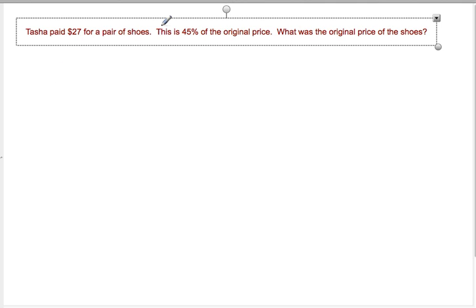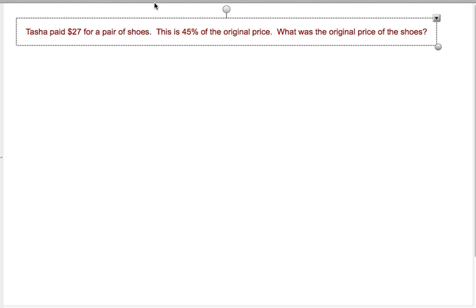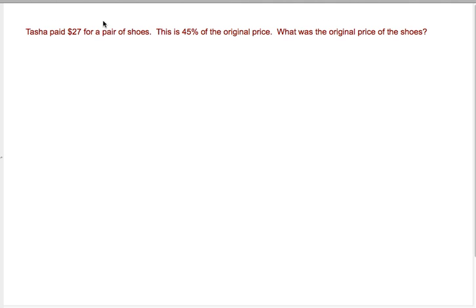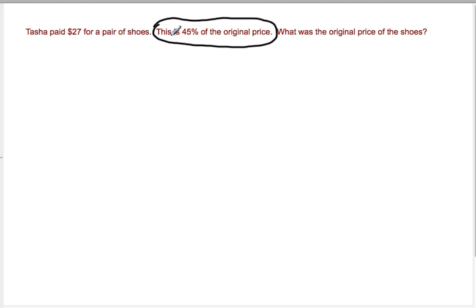This is going to be a tad more difficult because it's not set up in a simple "18 is 9% of" situation. But it has all those words, and so we just need to move some stuff around a little bit. So Tasha paid $27 for a pair of shoes. This is 45% of the original price. If you look at this sentence right here, that's exactly the same as the question we had right here. And so we just need to figure out what all the pieces are.